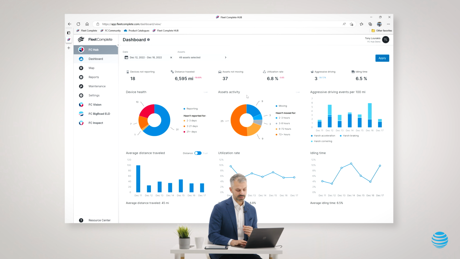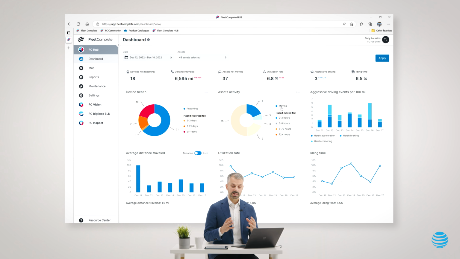In the middle section here, I start to see the utilization of my fleet. What's my utilization percentage overall? How many of my vehicles are not moving? How many vehicles are moving right now and haven't moved in a number of hours or over a couple days? This makes it really easy for me to understand the utilization of my vehicles across my fleet, across my organization.